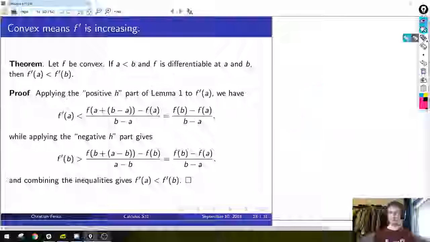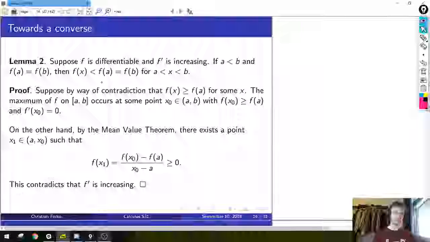Cool. Okay. Now we want to go the other way. So we showed that if you're convex, then your derivative is increasing. Now we want to prove if your derivative's increasing, you've got to be convex. That's the other thing. So we'll need a lemma again, since both of these proofs are kind of hard, so I'm calling this lemma 2.